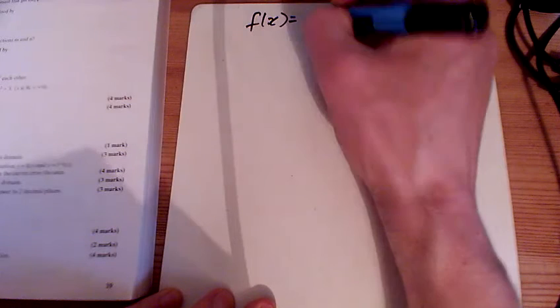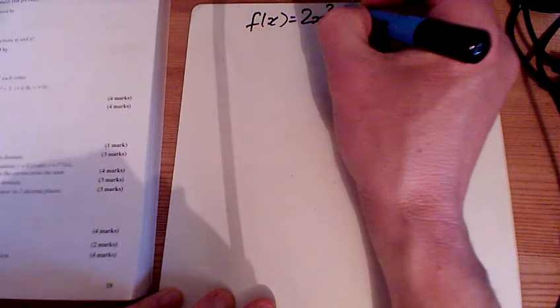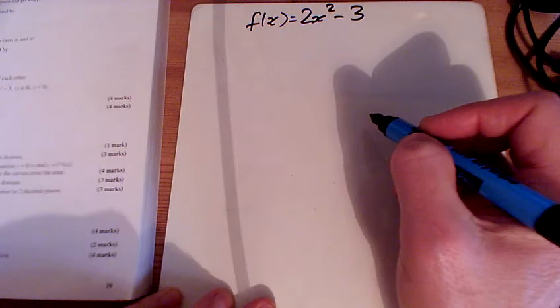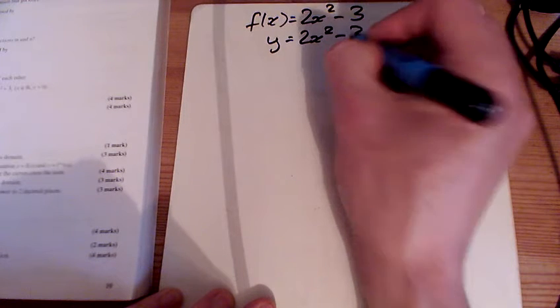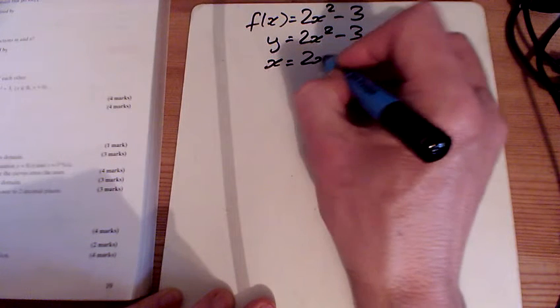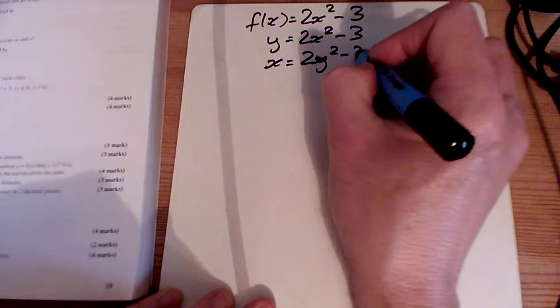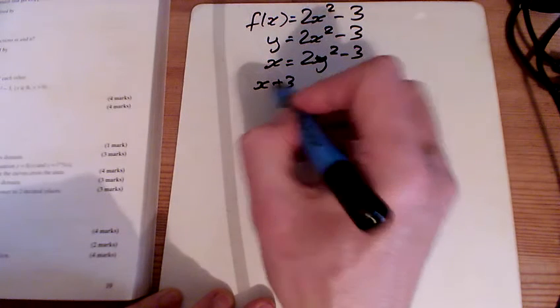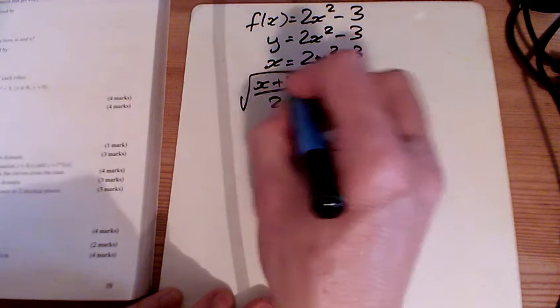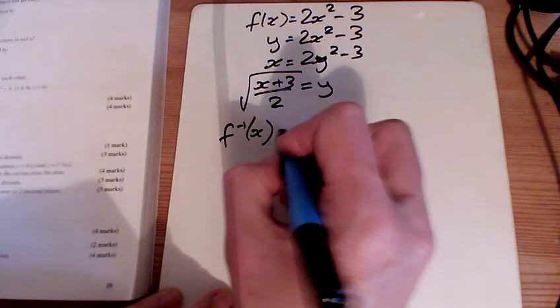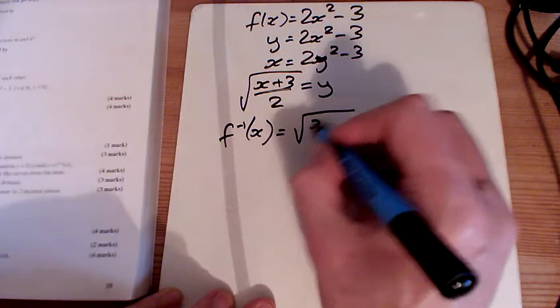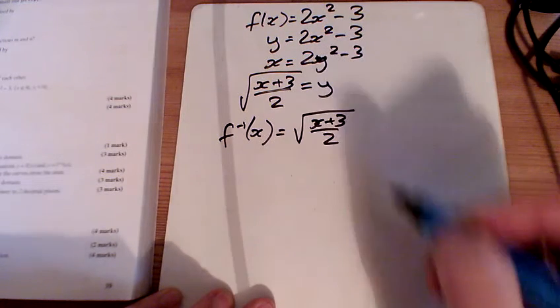Question 10, this is quite an important one. So we've got 2x squared take away 3. And if we go through the usual process, we're going to add 3, divide by 2, and square root it. Then we might write that the inverse function is the square root of (x add 3) over 2.